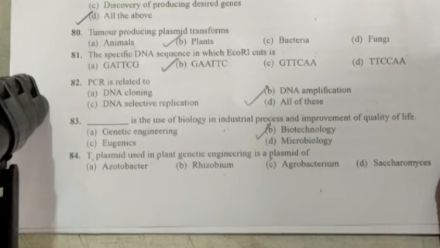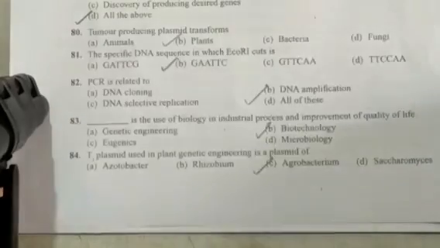Next question. Ti plasmids are used in plant genetic engineering. Plant genetic engineering uses the Ti plasmid. Very easy. Agrobacterium tumefaciens. Don't get confused.